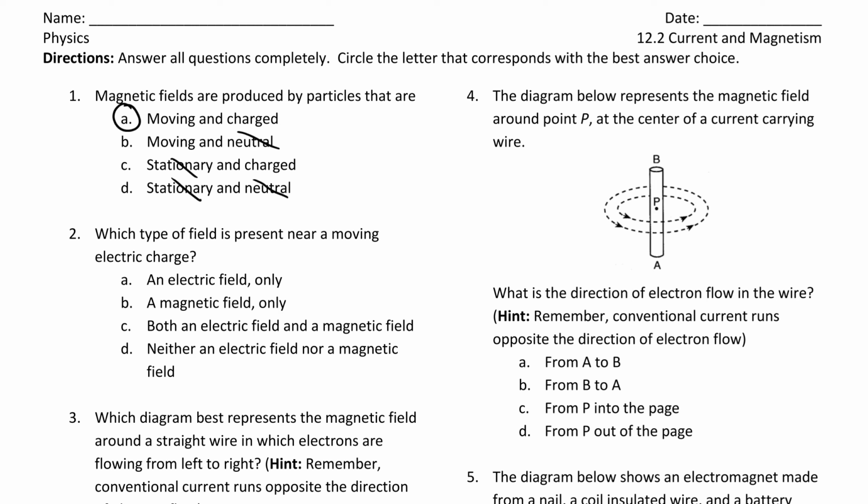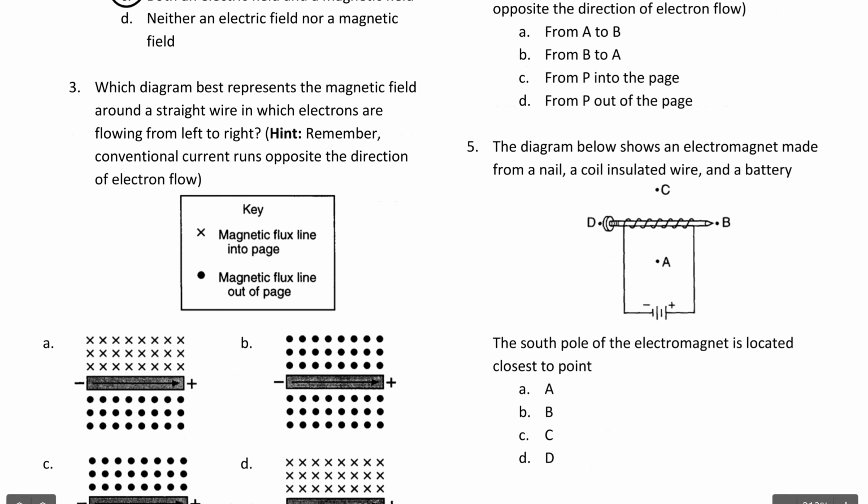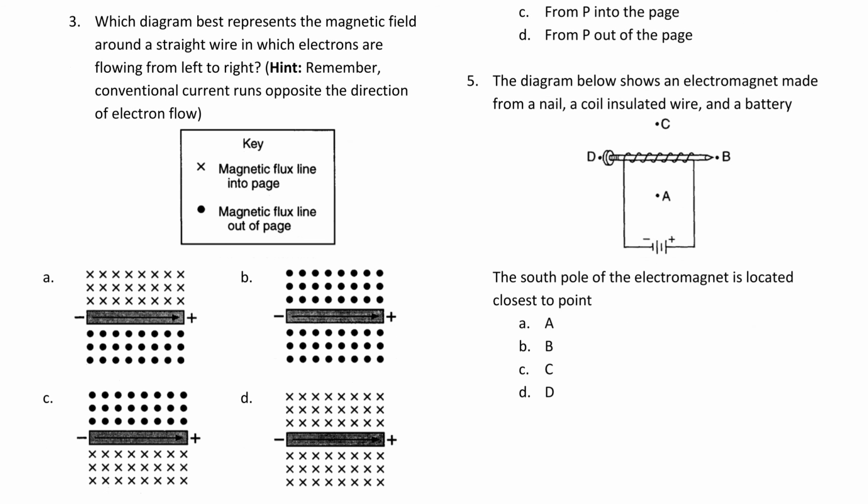Number 2, which type of field is present near a moving electric charge? So because it's an electric charge, it definitely has an electric field. So that's cool. And it's moving. So it's a moving electric charge. So there's a magnetic field too. So that's why there's both an electric field because it's an electric charge and a magnetic field because that charge is moving. Number 3, that's right-hand rule number 1.